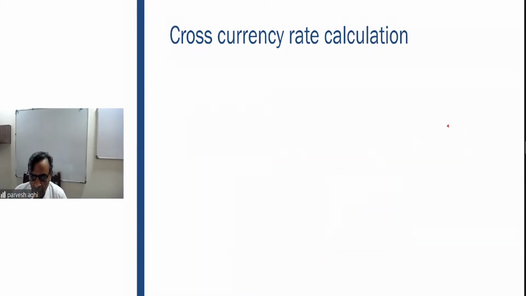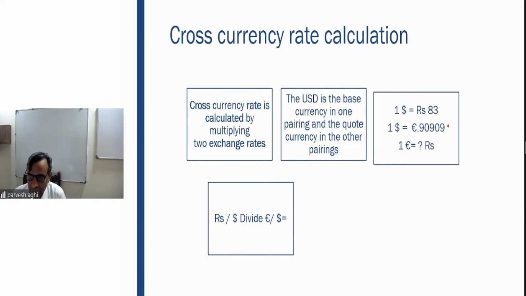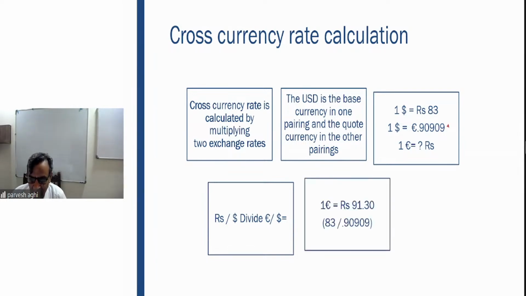Okay. Now it may happen that the quote is given like this: $1 is equal to 83 rupees, and $1 is equal to so many euros. If it is given like this, fine. So the first quote is what? The European, and the second is also European. So we can't calculate that directly. So either we convert this quote into an American quote and then we can calculate, or we can simply divide.